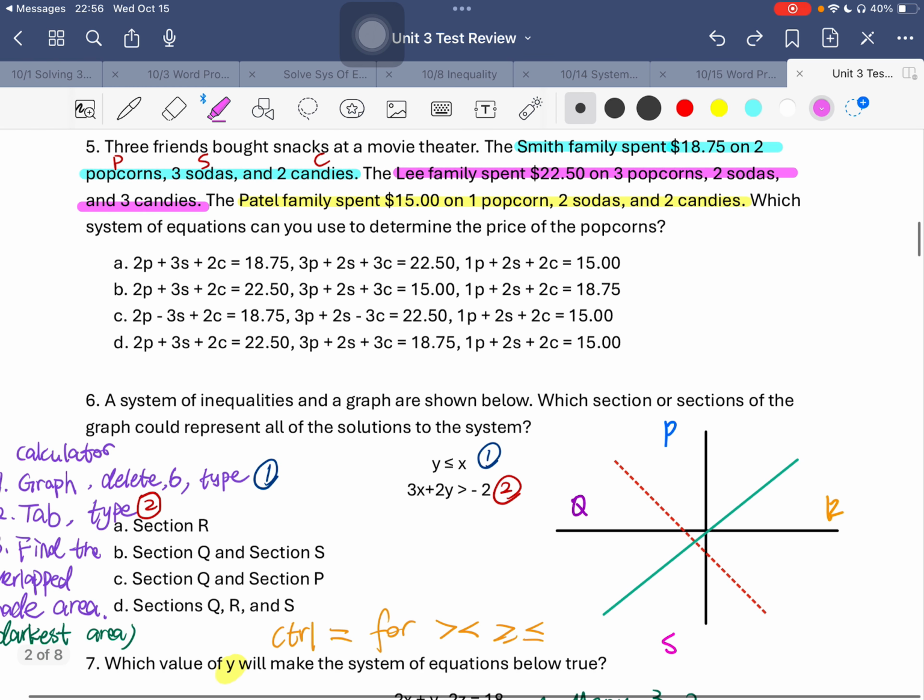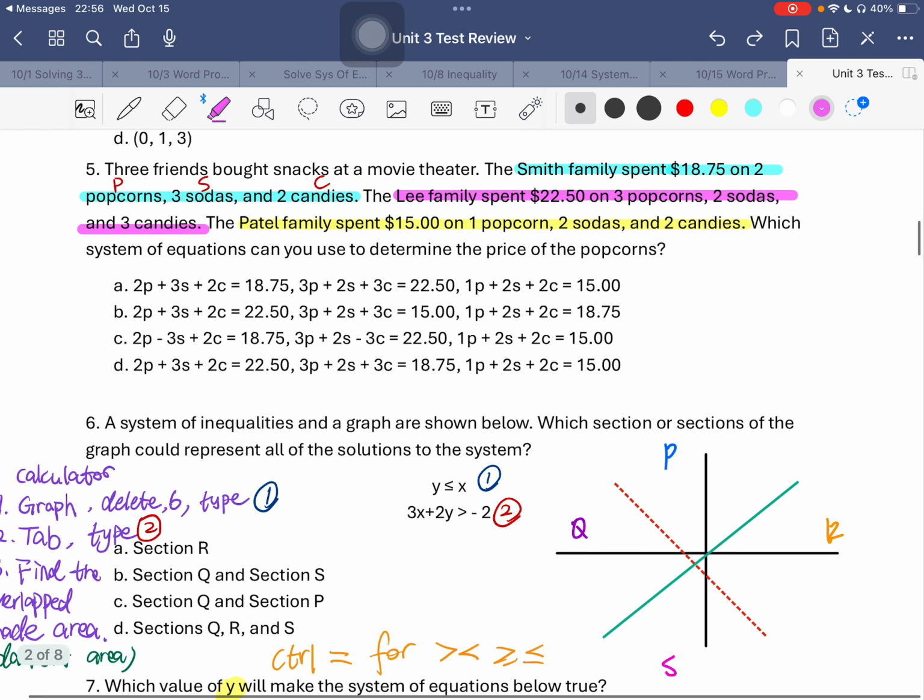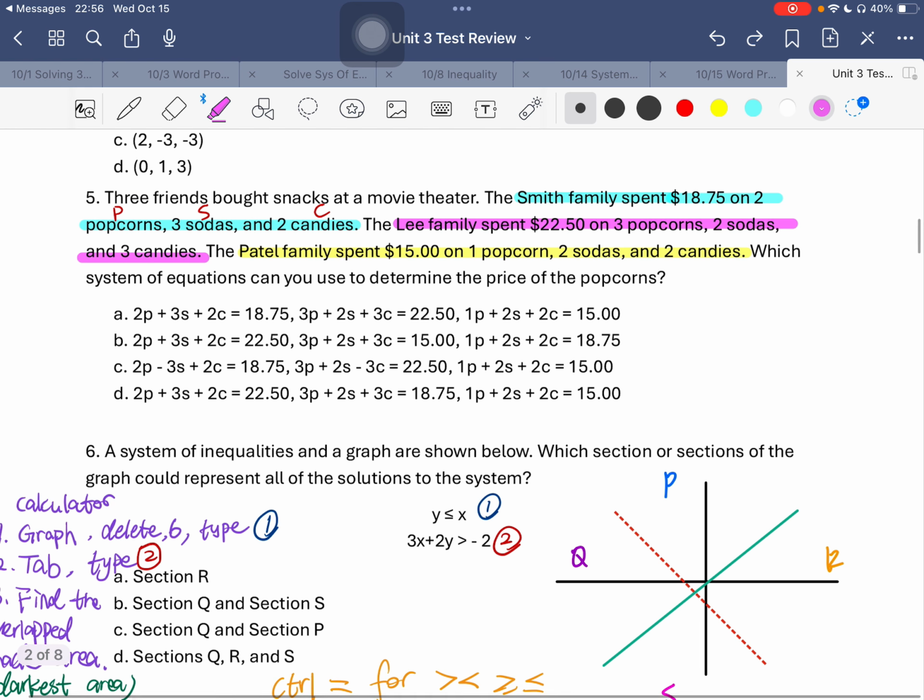Question 5. This one is the total cost for each family or for each equation. So we have 3 equations. For those type of question, I want you guys to highlight each family using a different color. So for family 1, which is Smith family, I highlight to use a blue color.